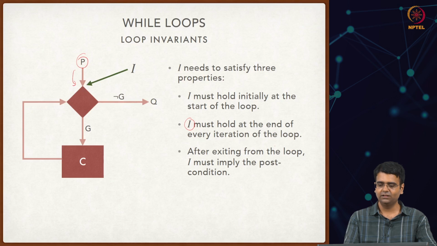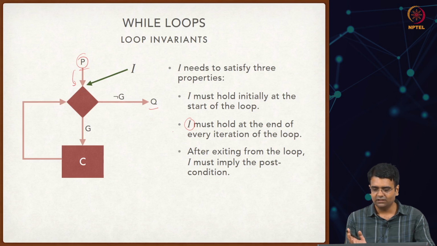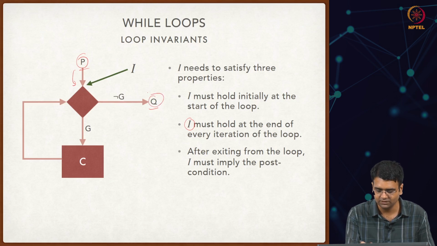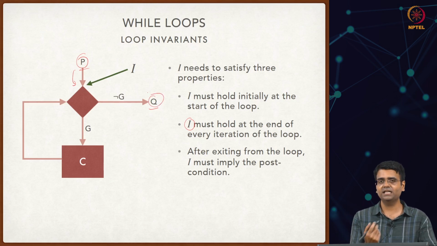Now finally, remember that our goal is to prove a Hoare triple is valid. So I must be good enough to prove that the Hoare triple is valid, which means that after you exit the loop, if you consider all the program states which exit the loop, then those program states must satisfy the postcondition, which is Q. So I must encapsulate those program states which imply the postcondition. So these are the three properties that if I satisfies, then I will be a loop invariant, and if I is a loop invariant, then you can use it to prove the validity of the Hoare triple.